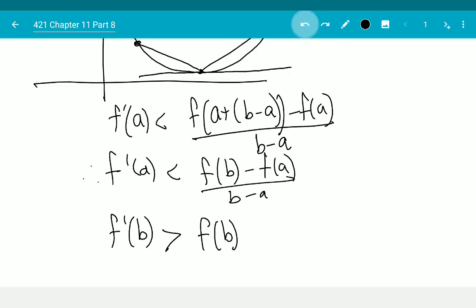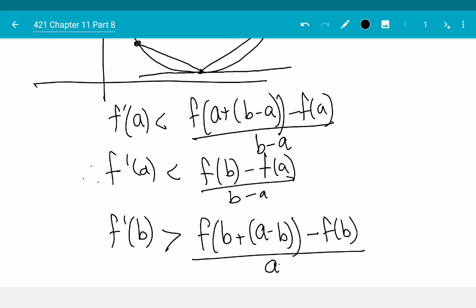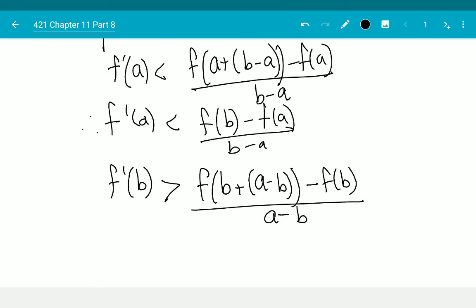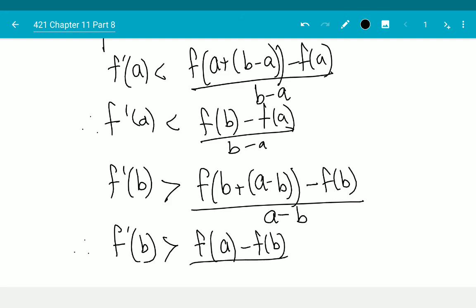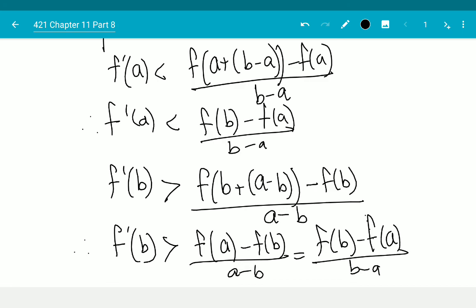Let me write it like this maybe. F of b plus b minus a plus a minus b minus f of b over a minus b. So a minus b is negative if b is greater than a. So this is equal to this, which implies, therefore, f of b is greater than f of a minus f of b over a minus b, which is exactly equal to f of b minus f of a over b minus a.